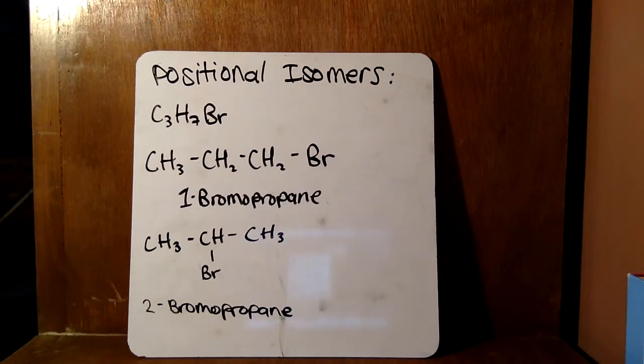If we were to create this model, there is no way that one could twist one molecule to turn it into the other one. You would have to break the bromine off the end and reattach it in the middle. At the same time, you would have to move a hydrogen from the middle to the end.